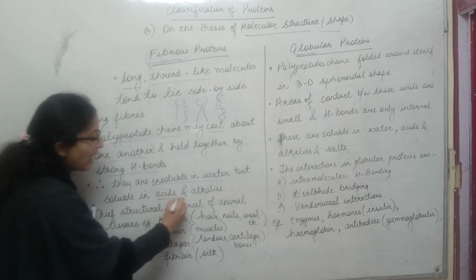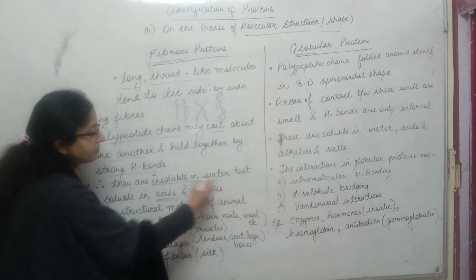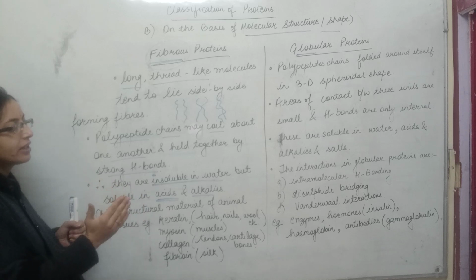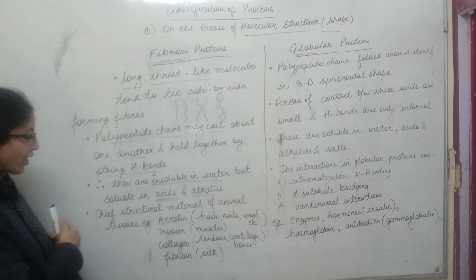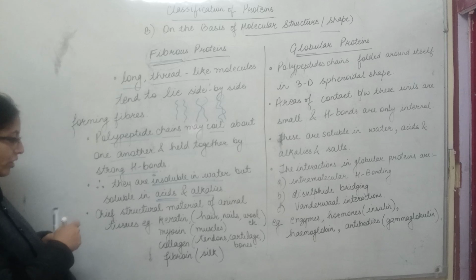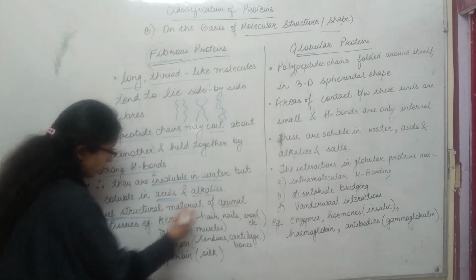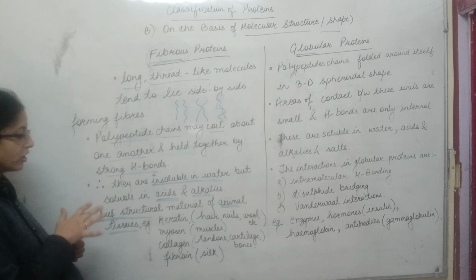But they are soluble in acids and alkalis, right? Insoluble in water, but soluble in acids and alkalis. So there is no interaction with water because the non-polar part will be on the outside, and therefore there is no interaction with water. And generally these fibrous proteins are the chief structural material of animal tissues. So the fibrous proteins are the chief structural material of animal tissues.